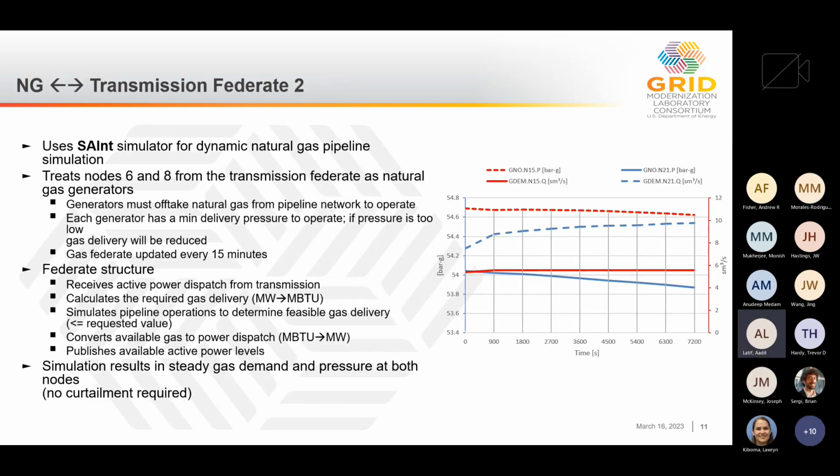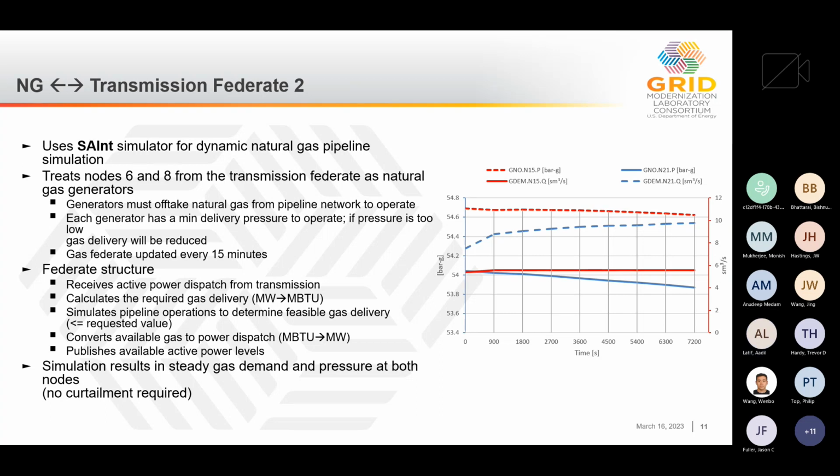All right. The same is true for the second natural gas federate as well. Here we see some flows within the natural gas. I am not the domain expert on natural gas, so if you have any questions, I think we do have Brian that can talk to these results. But essentially, the overall concept is exactly the same. In this case, the only difference I believe is that the natural gas federate for Saint is updated every 15 minutes compared to 5 minutes for some of the other simulators.